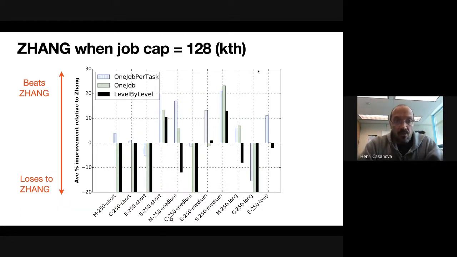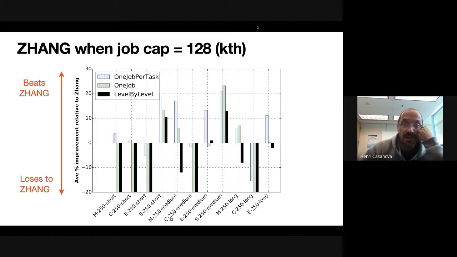And so we obtained a lot of results, and I'm not going to go into a lot of details here, but this is the typical graph where on the x-axis we have the workflow configurations, and on the y-axis we have the average improvement relative to Zhang, meaning if we are above the 0 line, we beat Zhang by some percent in terms of makespan, and below we are beaten by Zhang.